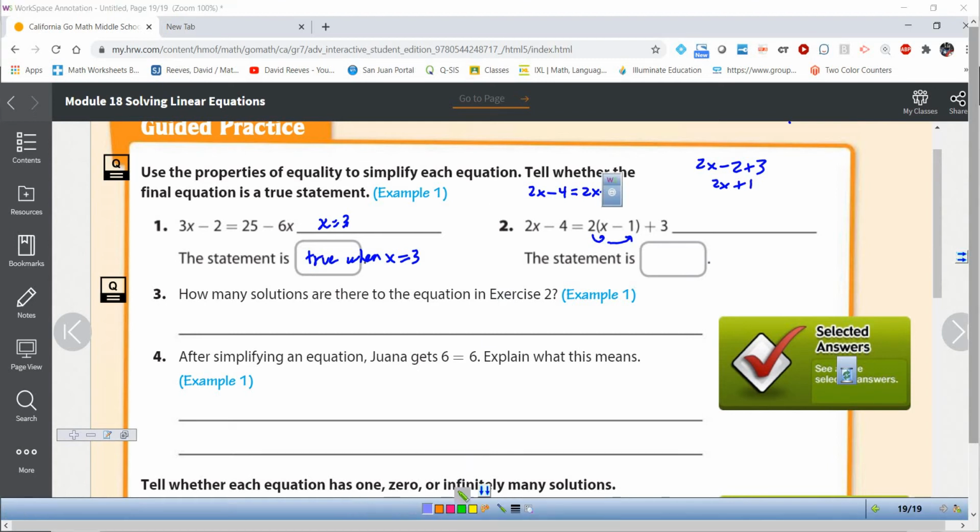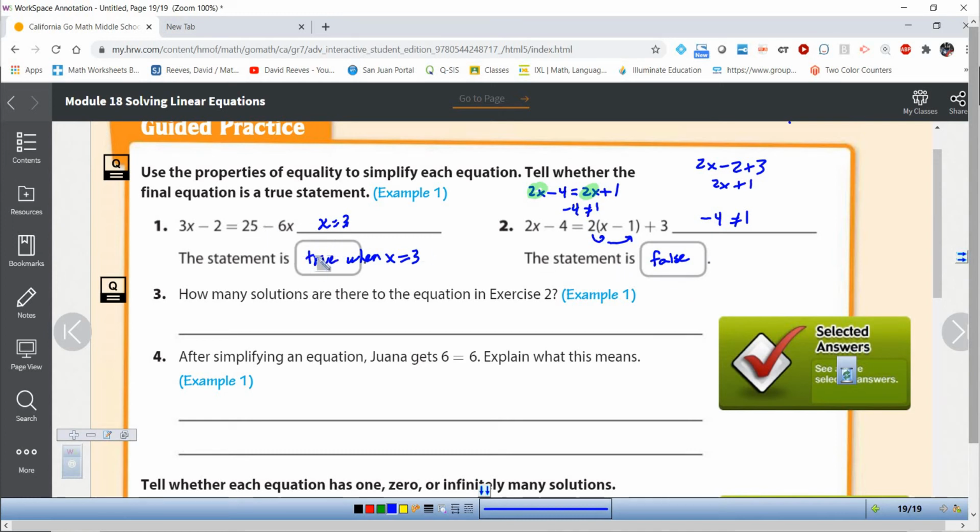All right, so if you watched the previous video, you got this discussion where, why did that appear right there? We've got 2x will always equal 2x, right? But negative 4 will never equal 1, all right? So this one is false, right? This one is false because negative 4 does not equal 1. This would only be true when 2x minus 4 equals 2x plus 1. That can only be true if negative 4 equals 1, and that is never true. So this one is false, all right?